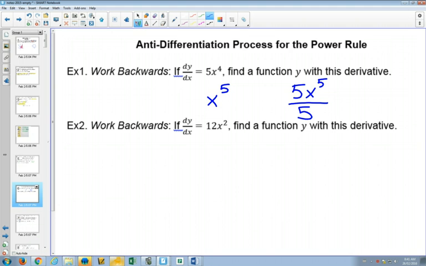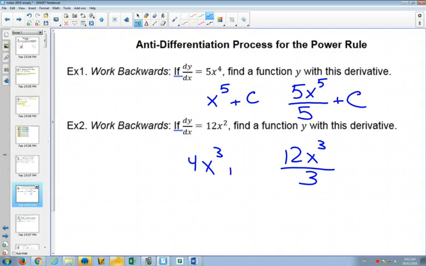This second one here, 12x to the 2, this one's pretty easy to work backwards because in the past you would just add 1 to the exponents and you could just see what number had to be here, right? Has to be a 4. So we're not necessarily adding 1 to the exponent and dividing by that number, but that would work. Of course, with each of these, we should also write plus c at the end because it could be any constant.